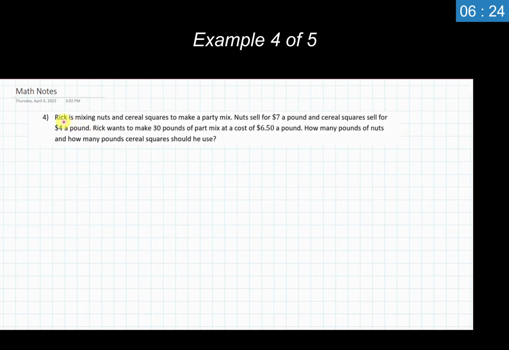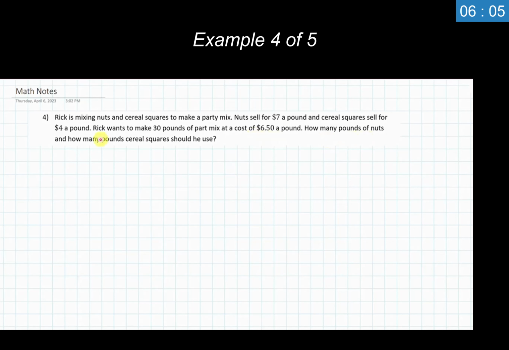So we're told with number 4, Rick is mixing nuts and cereal squares to make a party mix. Nuts sell for $7 a pound, and cereal squares sell for $4 a pound. Rick wants to make 30 pounds of a party mix at a cost of $6.50 a pound.